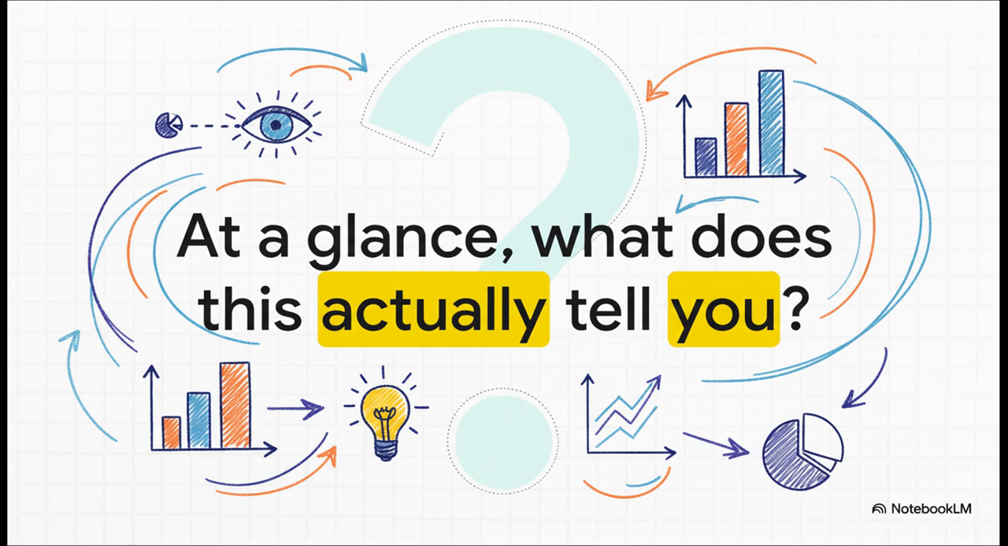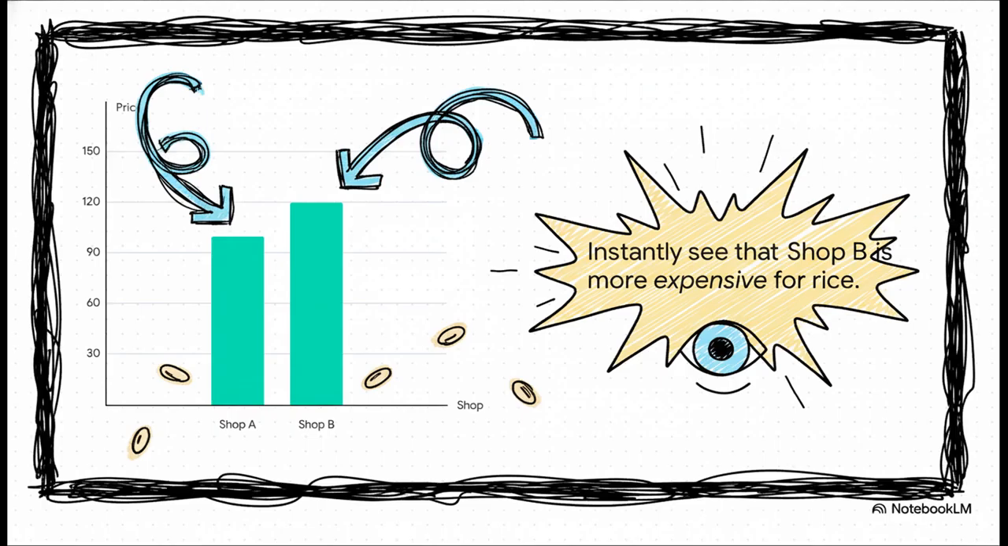And that little bit of effort, that mental friction, that's exactly what data visualization is designed to eliminate. We want the insight to be instant. But now, look at this. Boom! The story is right there. With a simple bar chart, you don't even have to think. Your eyes just know. You can see instantly that Shop B charges more for rice. That immediate aha moment, that, my friends, is the magic of a good visual.